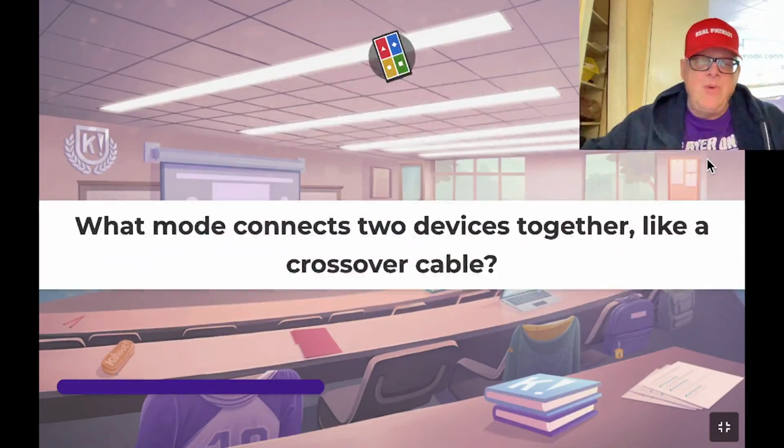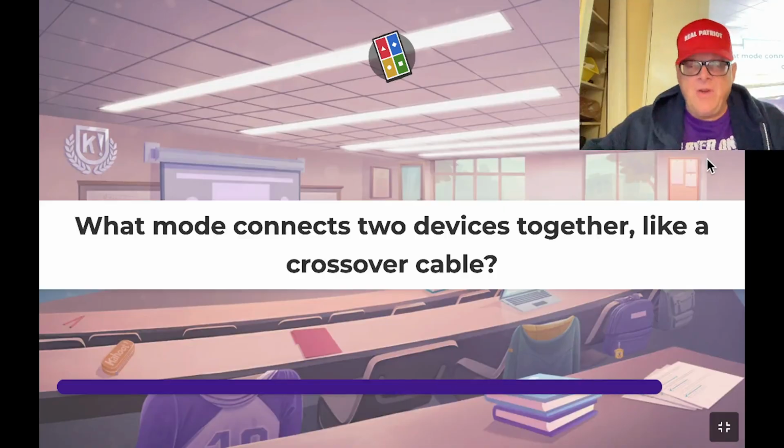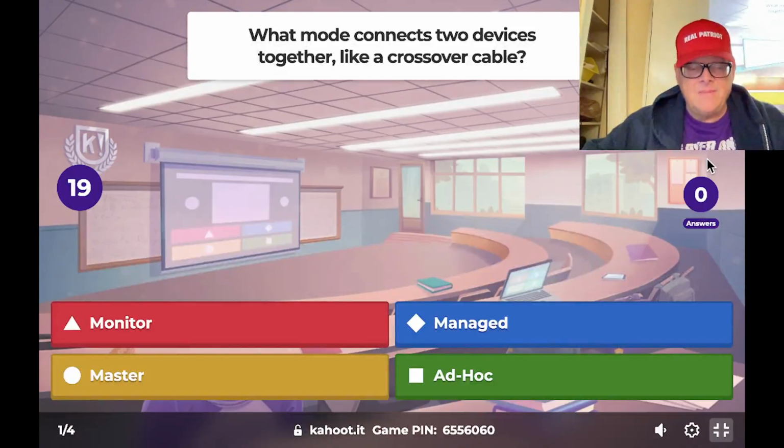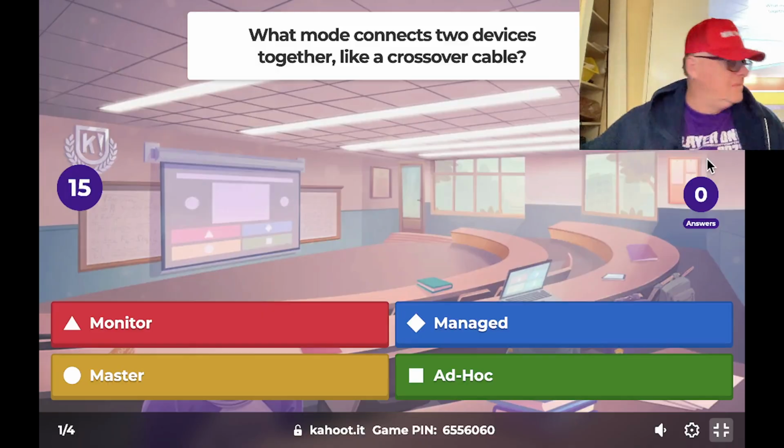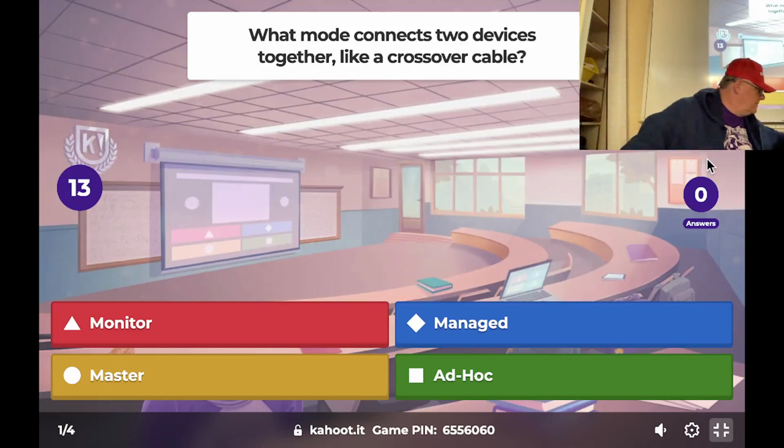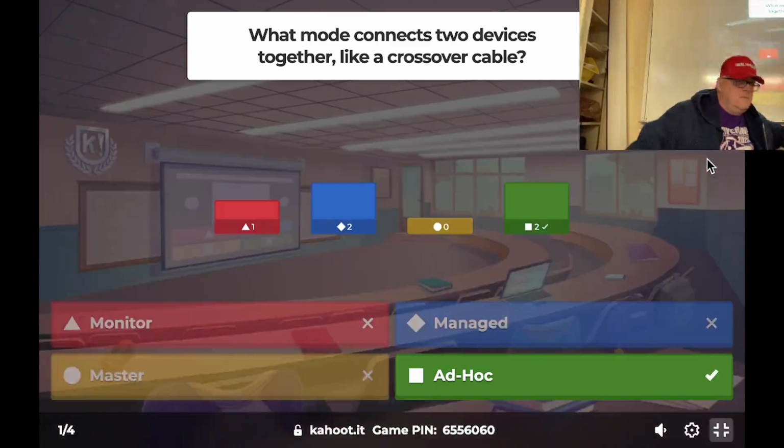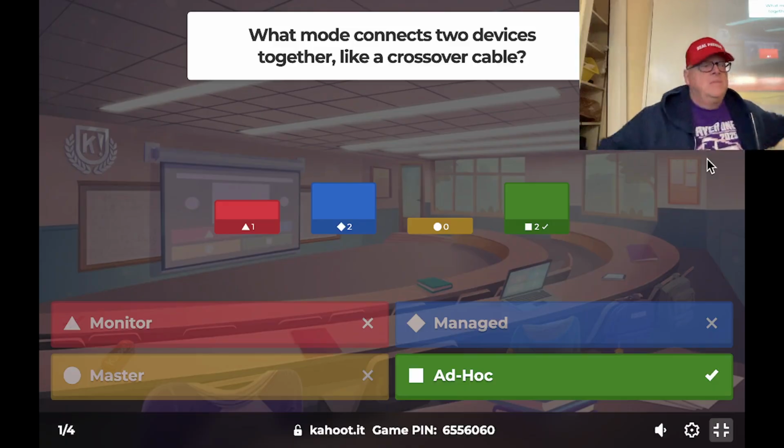All right, so what mode connects two devices together like a crossover cable? That's ad hoc mode. Okay.